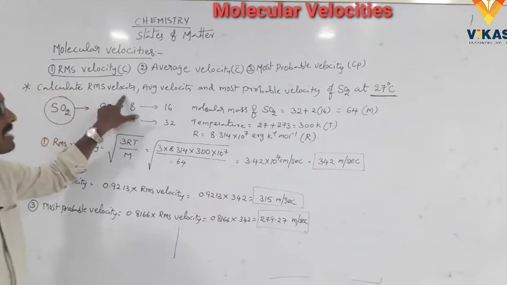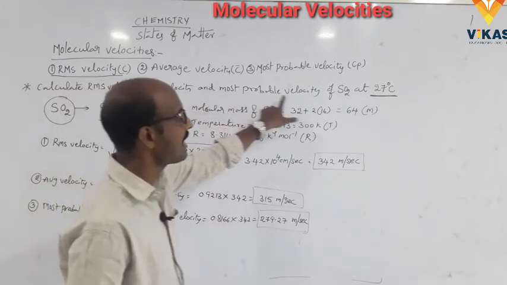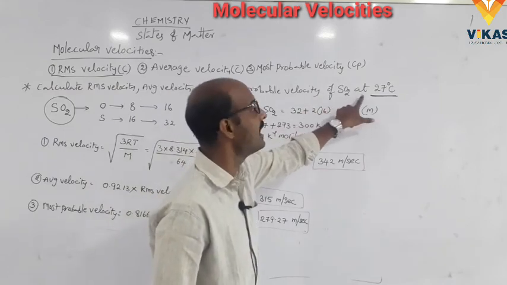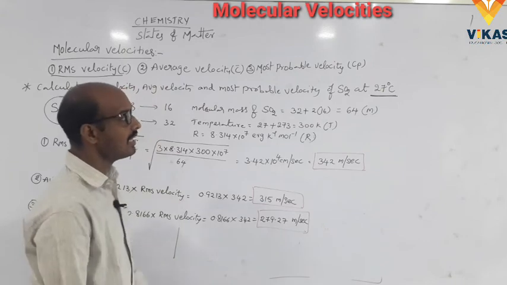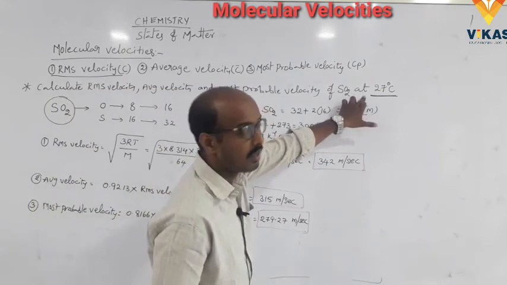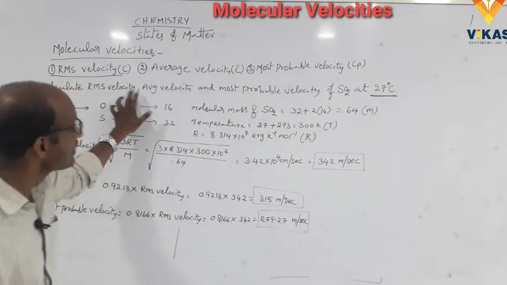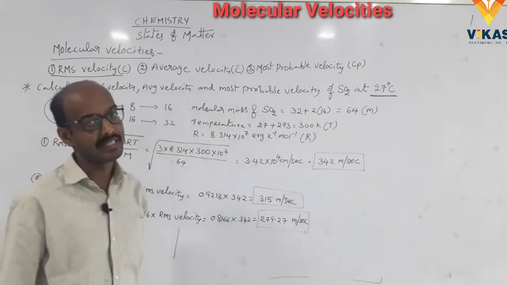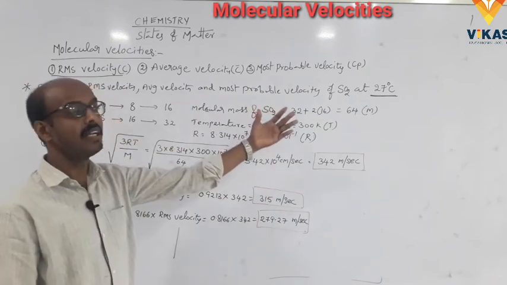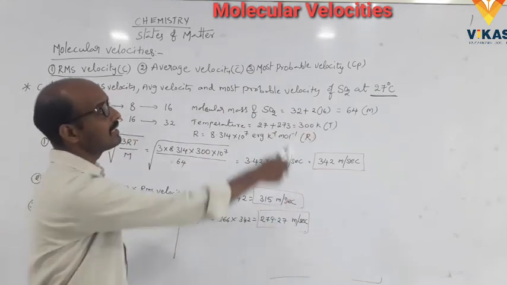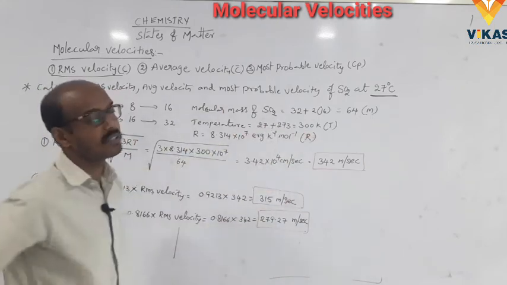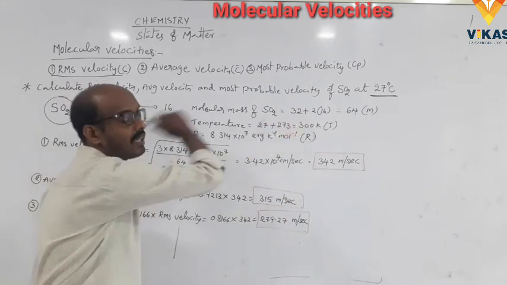Calculate RMS velocity, average velocity and most probable velocity of sulfur dioxide at 27 degrees centigrade. Sulfur dioxide SO2 gas, at this temperature, find out the RMS, average and most probable velocity. Calculate these three values at 27 degrees centigrade for SO2.